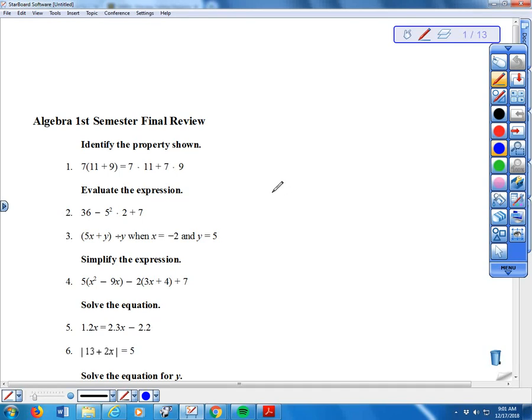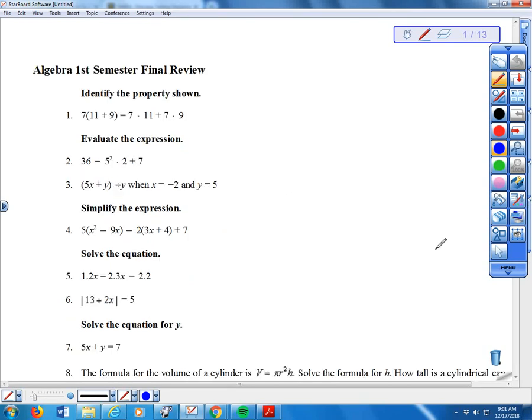Identify the properties shown. This is the distributive property because they distributed 7 to get 7 times 11, and then 7 times 9. So distributive.